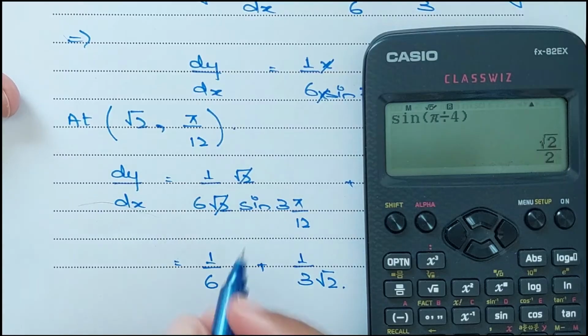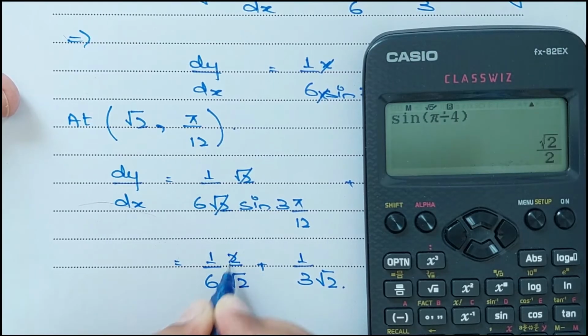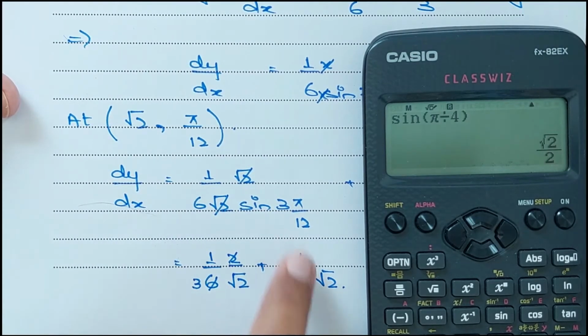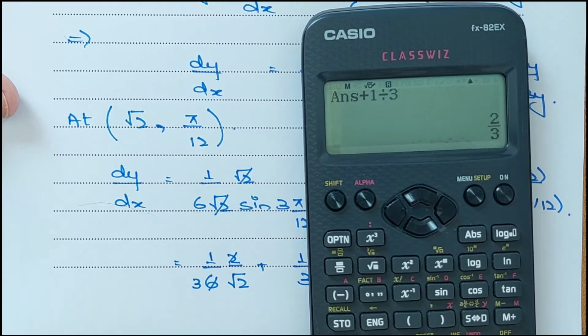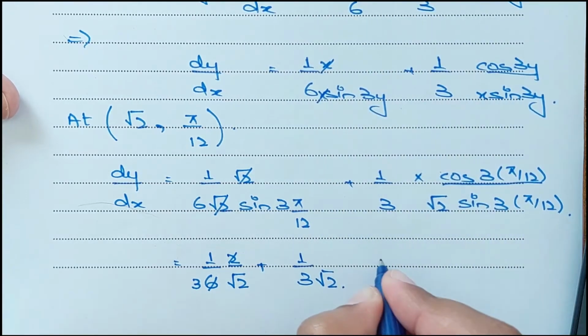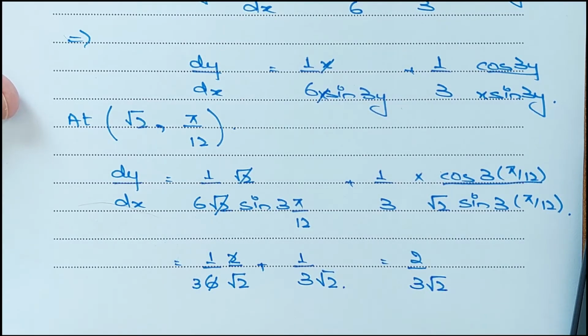So if we do its reciprocal, it is 2 over square root of 2. 2 times 3 is 6, right? 1 over 3 square root of 2, 1 over 3 square root of 2. 1 by 3 plus 1 by 3. This is 2 by 3 square root of 2. This is 2 over 3 square root of 2 in the denominator. All right. Okay.